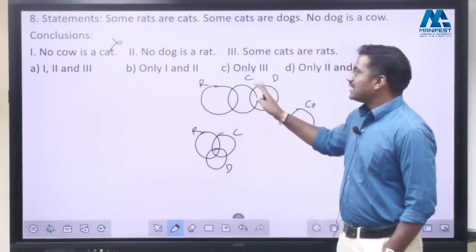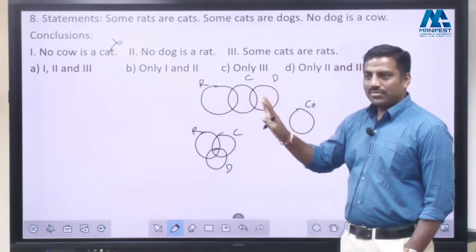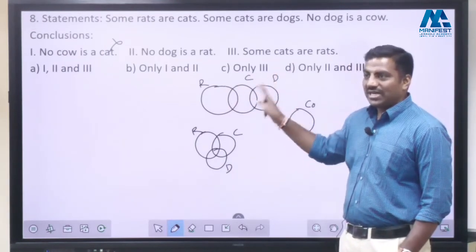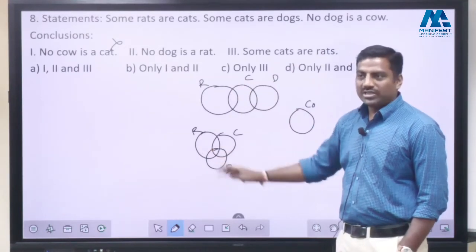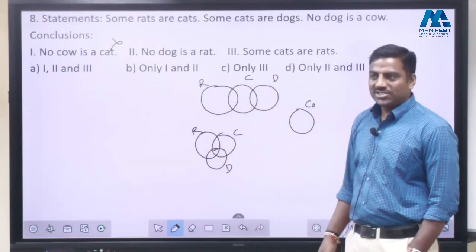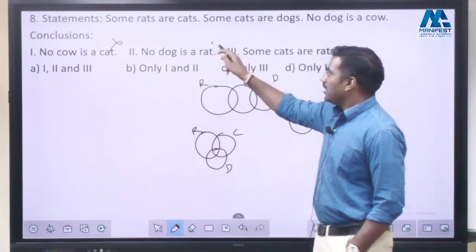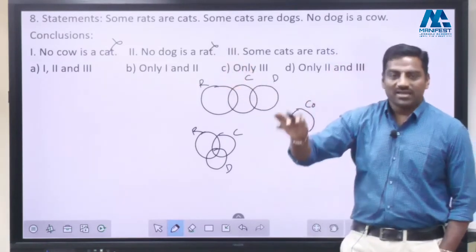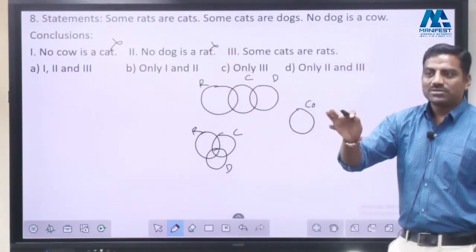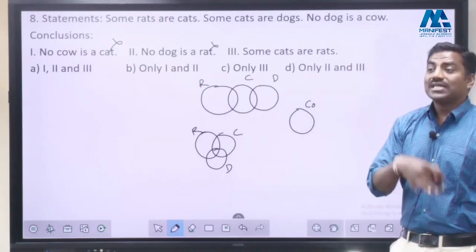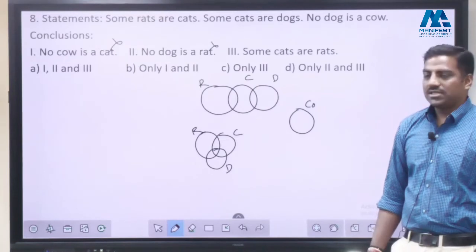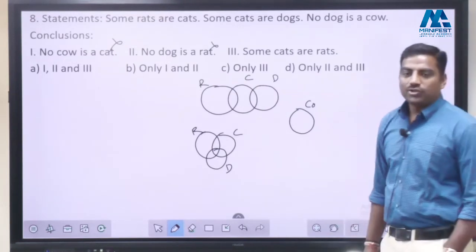Here, dog is away from rat, correct? But is this the final diagram? In this diagram, I can have the dog along with rat, right? Is there any restriction? But here you have to go with the mindset to discard. Whatever conclusion comes, let me try to discard it first. If I can't discard it at any cost, then it will be right throughout.